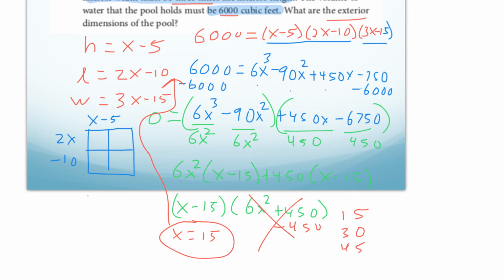And I got that because of that right there. Height is 15, 2 times 15 is 30, 3 times 15 is 45.